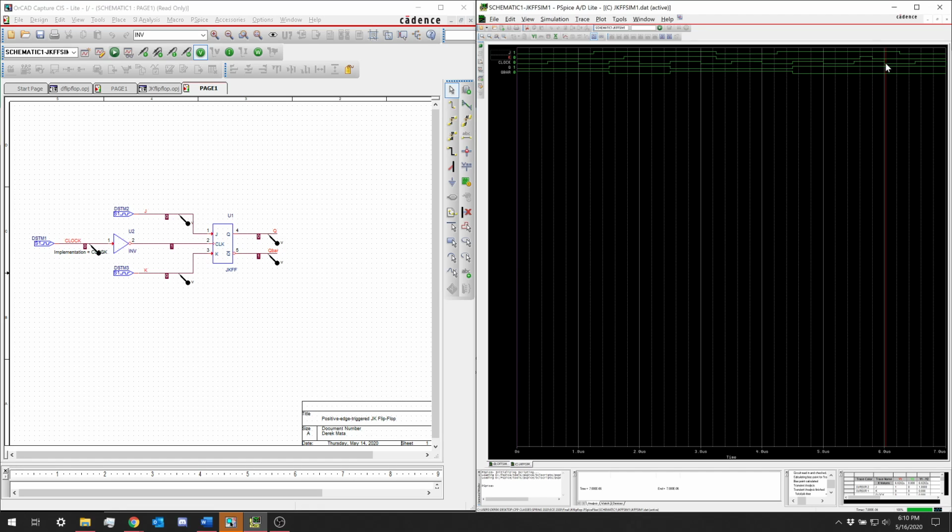So this value does not do anything to our output. So as we approach over here to the 7th, we see that J goes back down to 0. Since J equals K equals 0, our output will remain the same, which in this case is 1, so Q bar will equal 0.